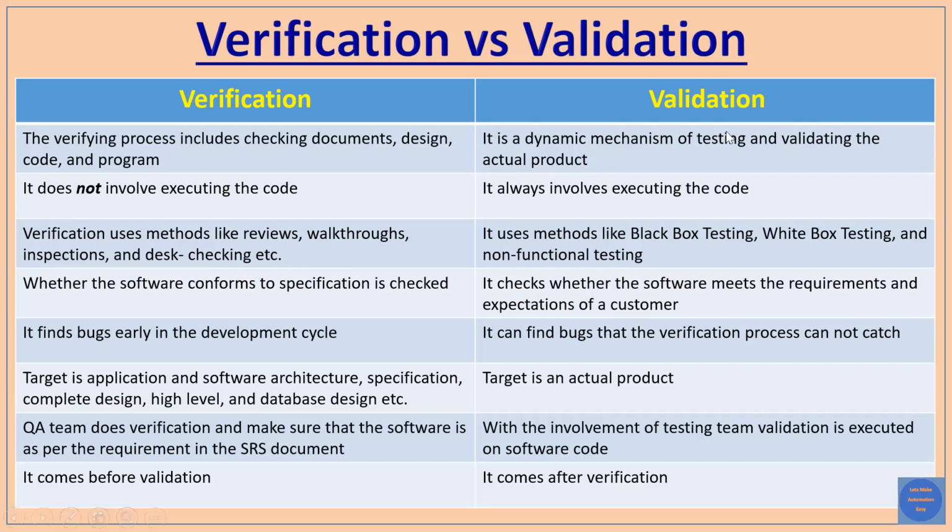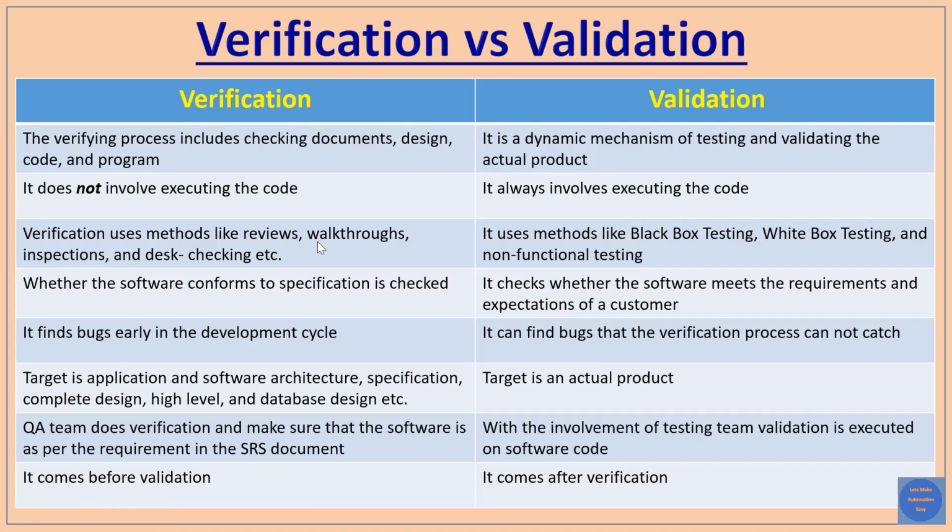Another point: what is the target in verification? The target is the application and the software architecture, specification, complete design, high level design, and database design. These are the things we target in verification. And what is the target in case of validation? The actual product. In validation, we target the actual product to check the expectation.